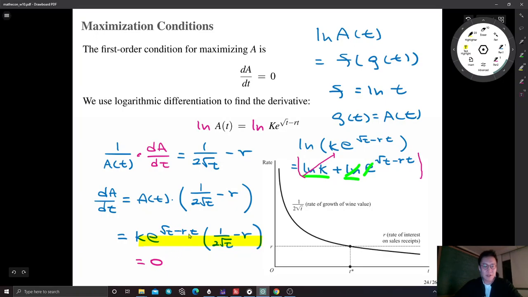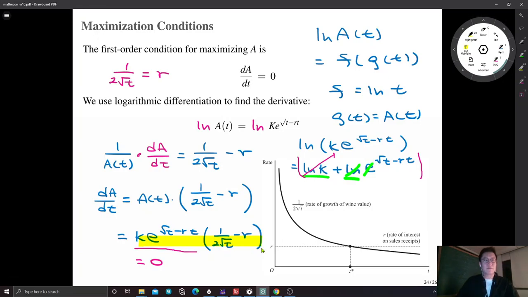Remember, the exponential function is always positive. No matter what the exponent, it never touches the horizontal axis. It is always above the horizontal axis. So there is no chance that the first term is equal to 0. Okay? So the only way to make this expression equal to 0 is for the expression in the parentheses to be equal to 0. Okay? So the first-order condition can be simplified to 1 over 2 square root of t equals r.